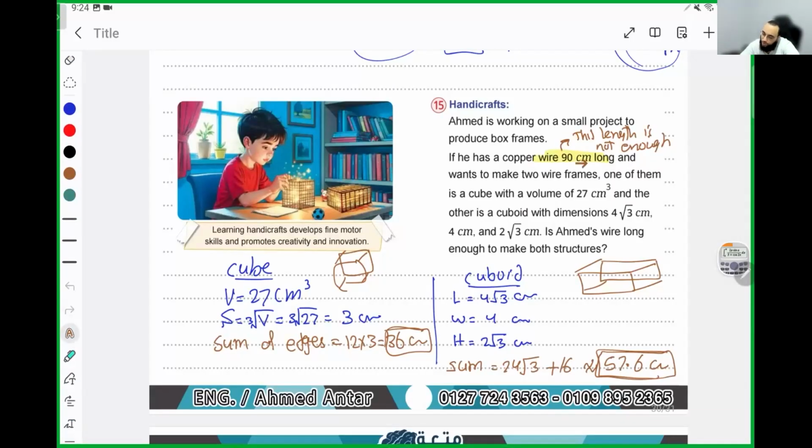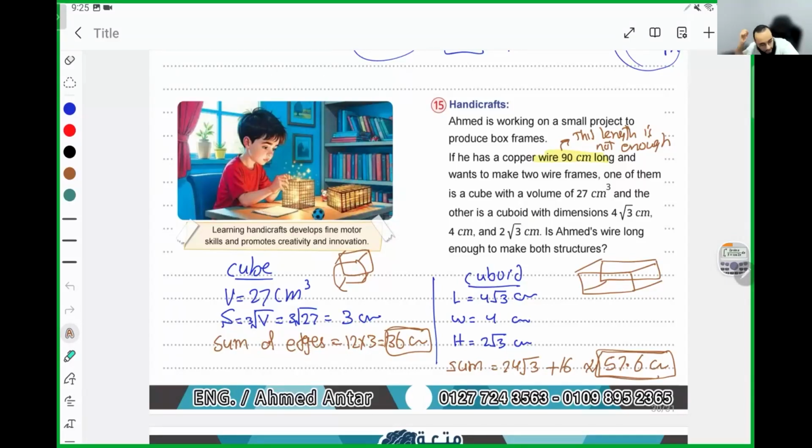We have two frames, dual frames. One is a cube and the other is a cuboid. He gives you that the cube has volume 27. If the volume is 27, firstly we have to get the side length, which is the cube root of the volume, cube root of 27, which is 3. So how many edges are there in the cube? There are 12 edges. 1, 2, 3, up to 12. So the sum of these edges is 12 times 3.